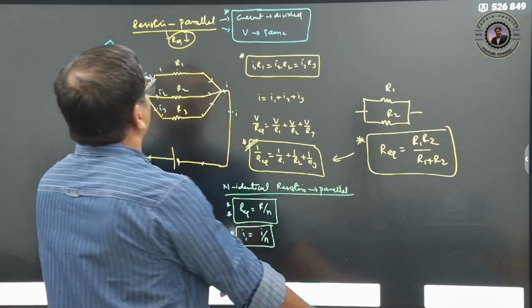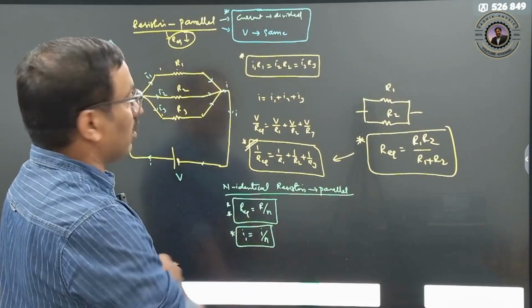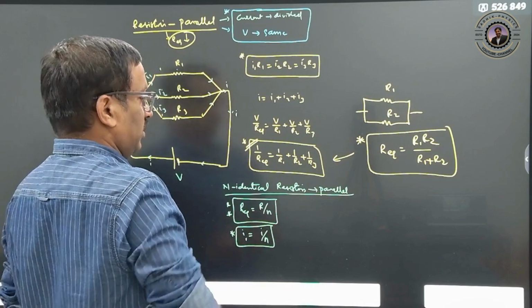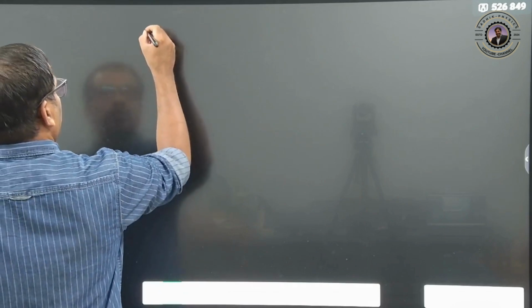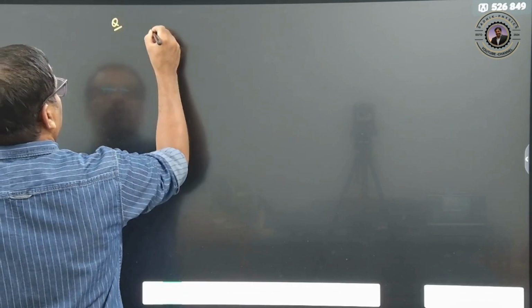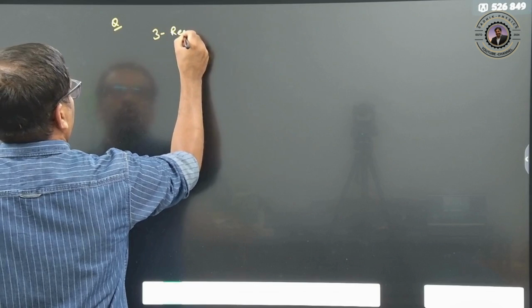So when they are connected in series and parallel, let us see some questions. Now suppose I give some three resistors, suppose here I am going to give three resistors.